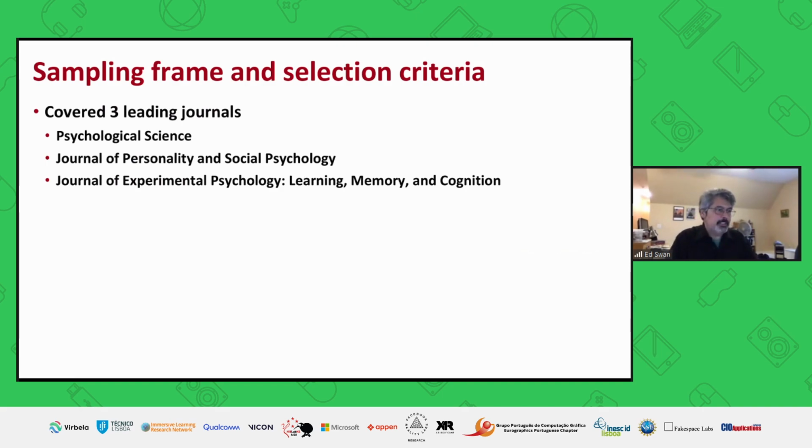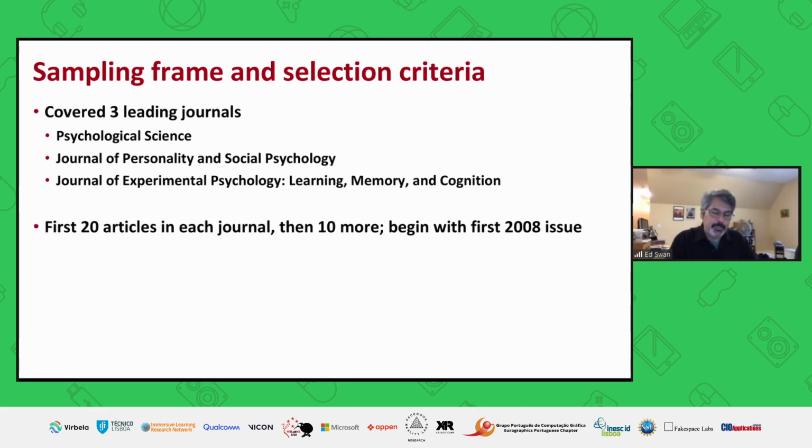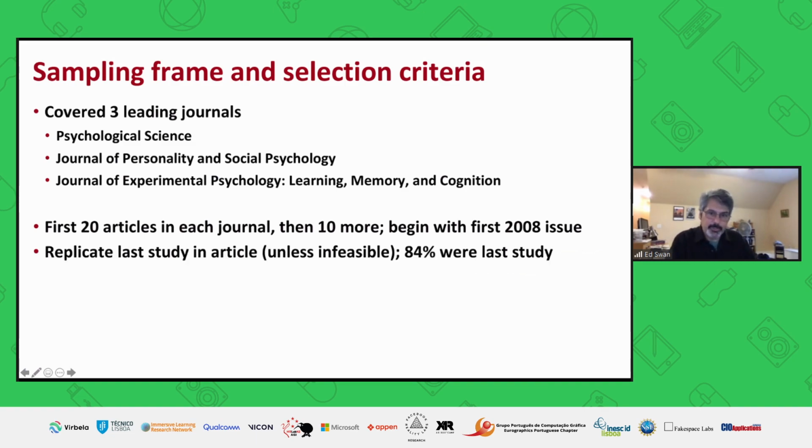So the goal of the journals selected is to avoid, well, let me show you this. So the sampling frame is, they take the first 20 articles in each journal, beginning with the 2008 issue. And they're going to attempt to replicate the experiment in the first 20 articles. They generally try to replicate the last study in the article, because in articles that report multiple studies, the last study is typically the main point of the paper. So unless it was infeasible, they tried to replicate the last study in the article. 84% were the last study. So the first 20 articles in each of these 3 journals, then 10 more articles as necessary to create the total number of results they tried to replicate.